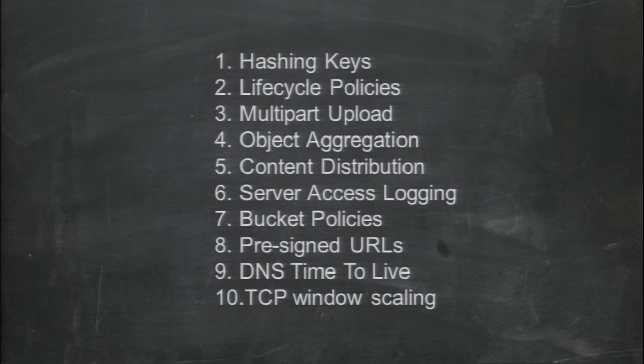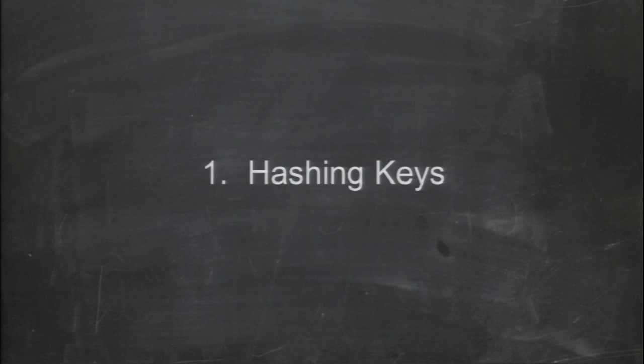We'll talk a little bit about content distribution, server access logging and how to turn that on and why. Some things about bucket policies and how you can scale uploads to S3. Pre-signed URLs, an extension of that. And then we'll talk about two networking subjects, DNS and Time to Live, and a little bit about window scaling, unfortunately, like a network lecture. So let's start with hashing of keys.